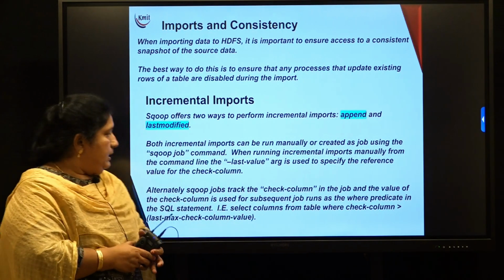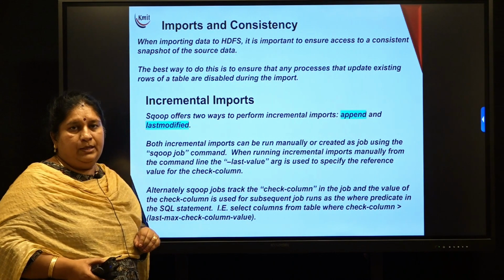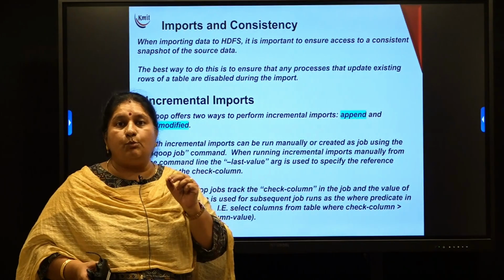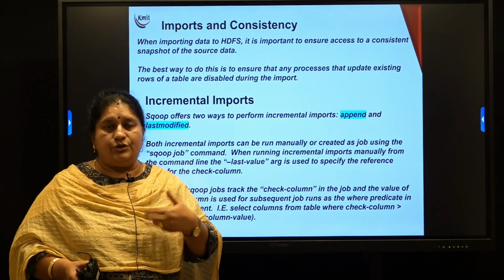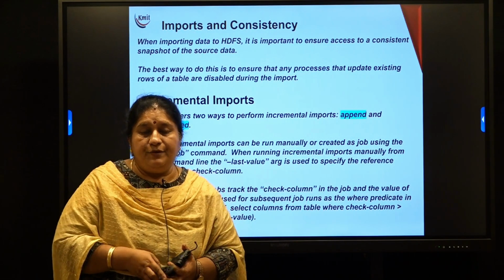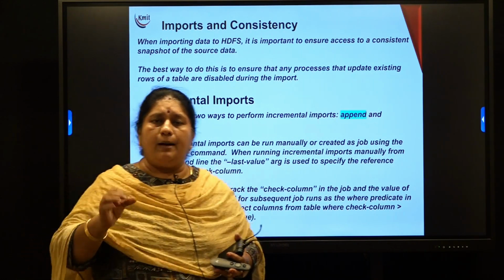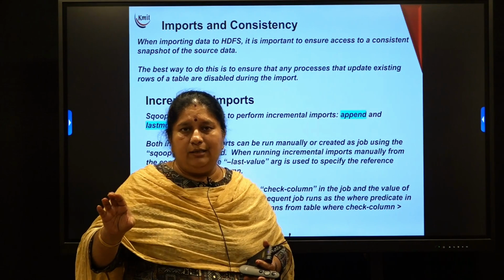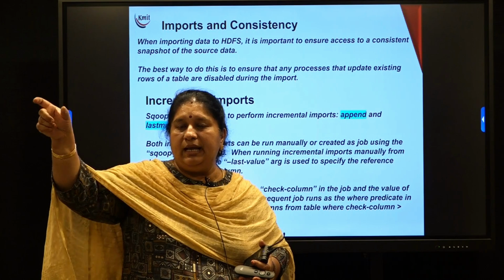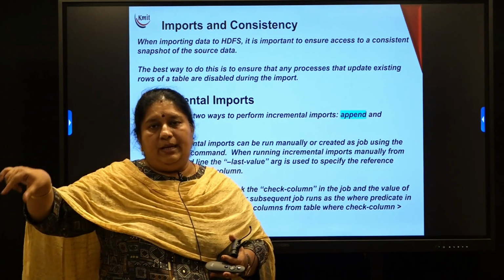The second one is last modified. This one is about when the table was last modified. Whenever we insert rows or update the table, with every update operation, it could be inserting a new row or updating an existing record value. In such a case, with respect to the updates, we maintain a column called last modified. The timestamp will be maintained.